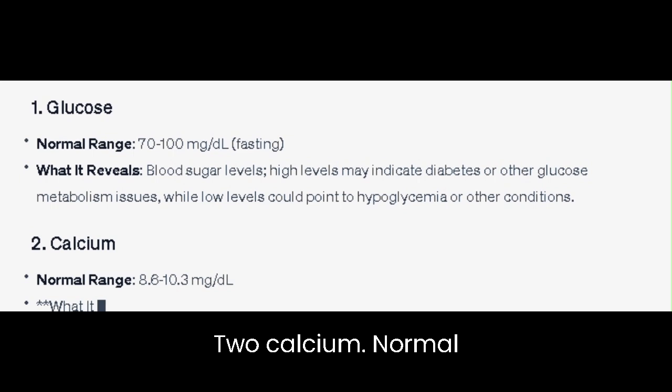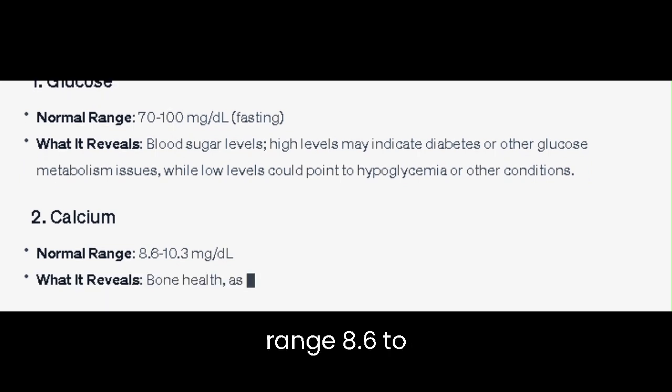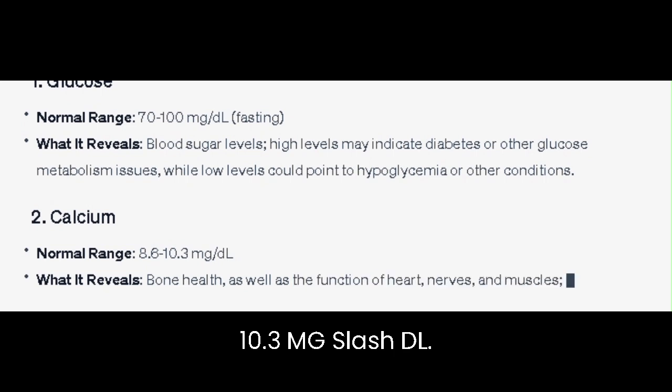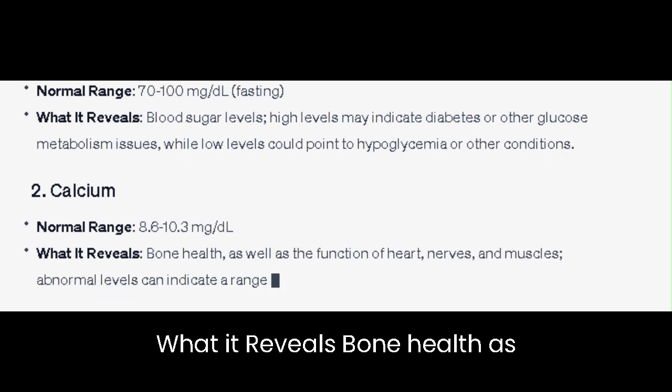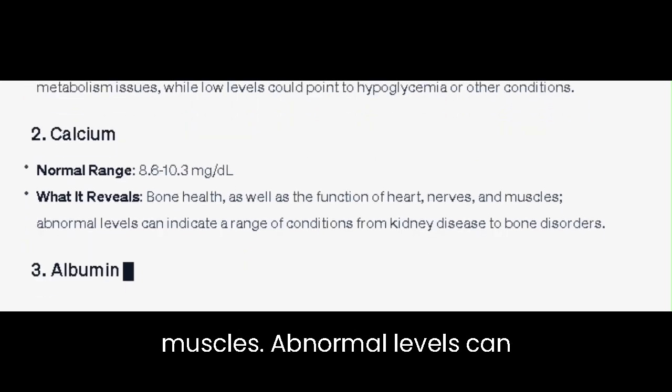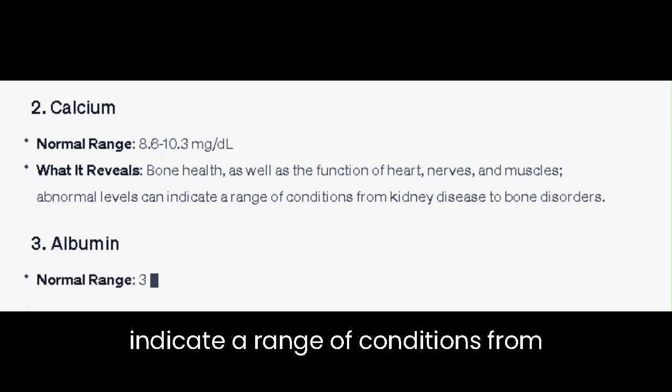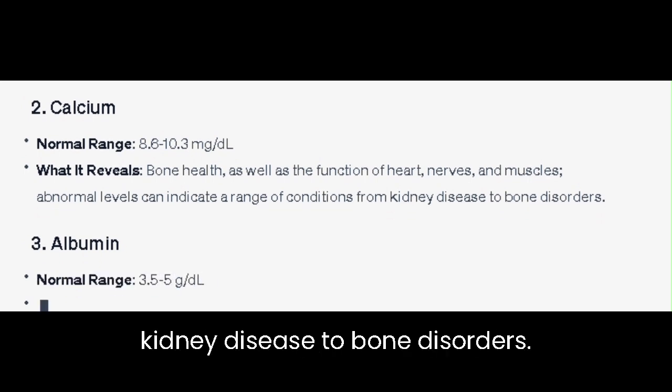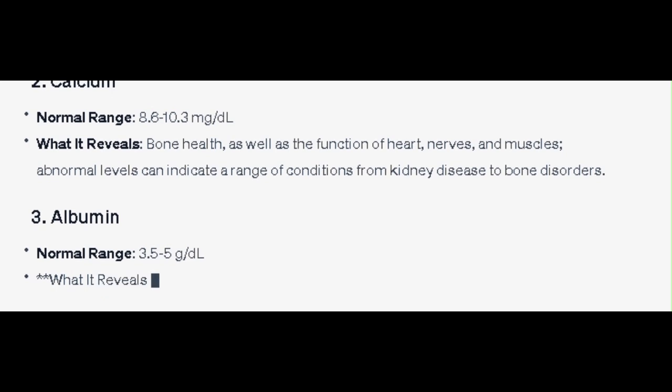2. Calcium. Normal range, 8.6 to 10.3 mg/dL. What it reveals: bone health, as well as the function of heart, nerves, and muscles. Abnormal levels can indicate a range of conditions from kidney disease to bone disorders.